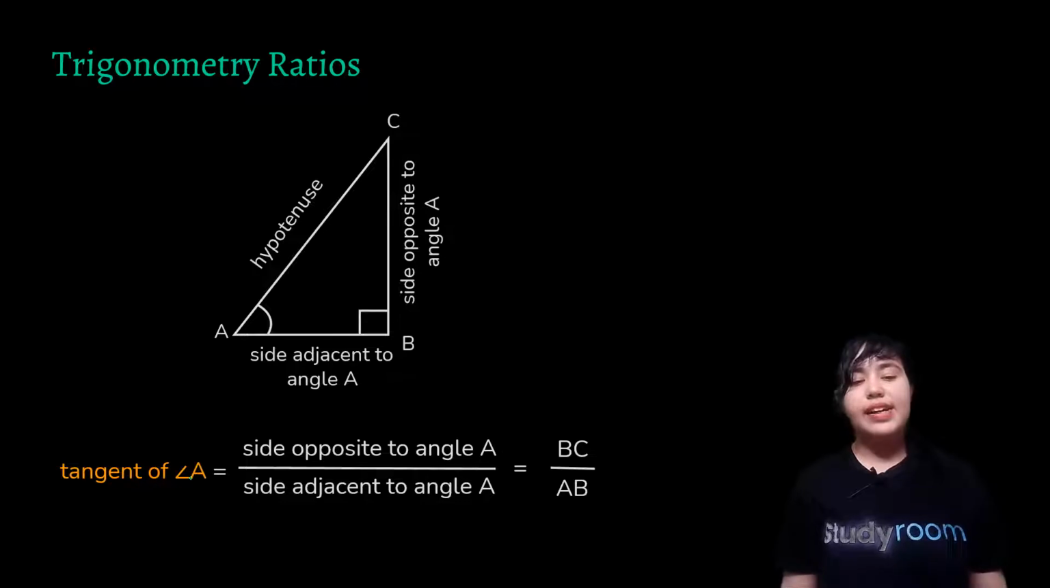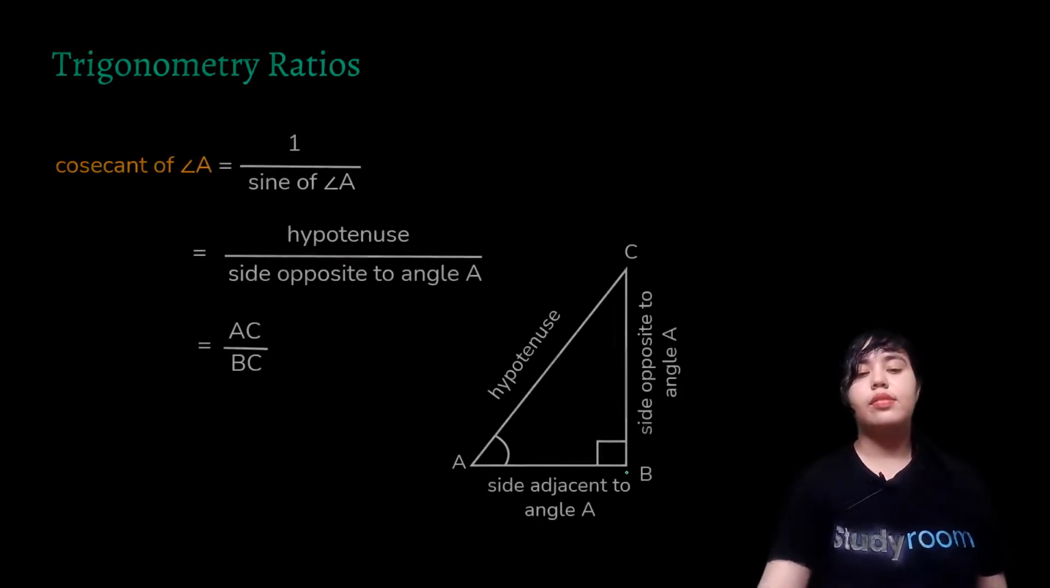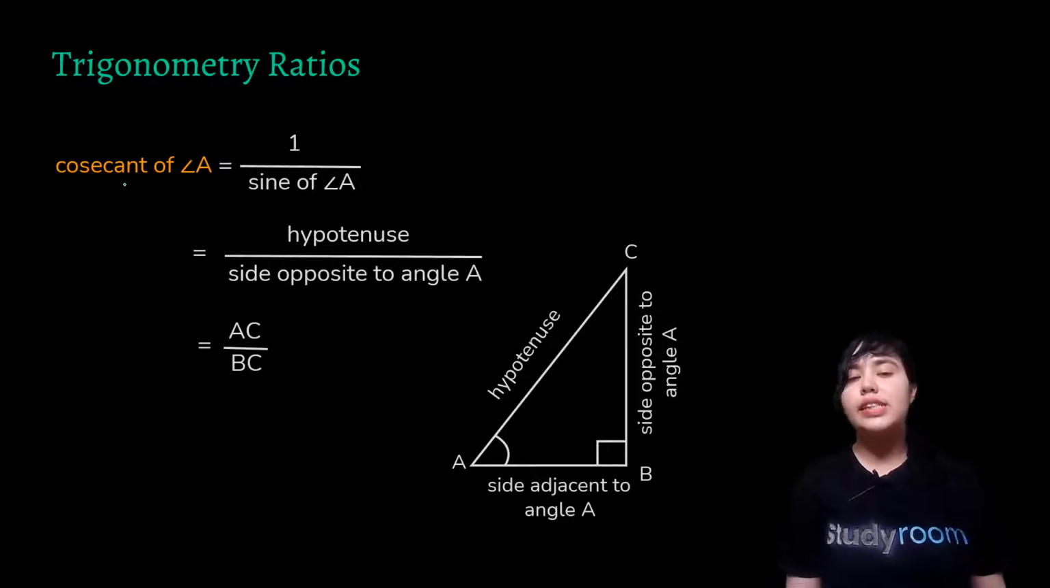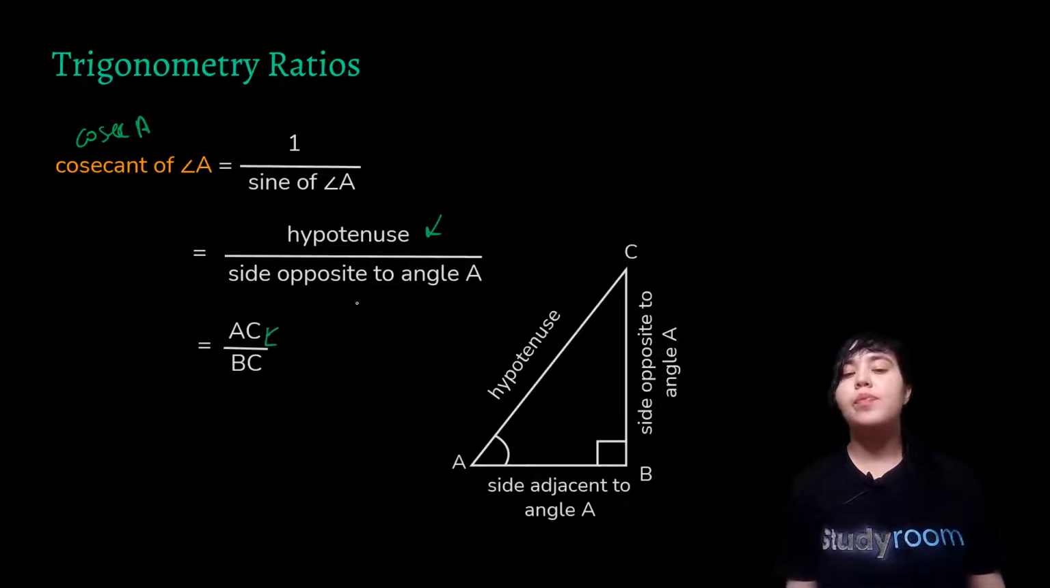Then we have tangent of angle A. It's abbreviated as tan A, and this is the side opposite to angle A, which is BC, upon the side adjacent to angle A, which is AB. Then we have cosecant of angle A, abbreviated as cosec A. Here cosec A is the hypotenuse, which is AC, upon the side opposite to angle A, which is BC.